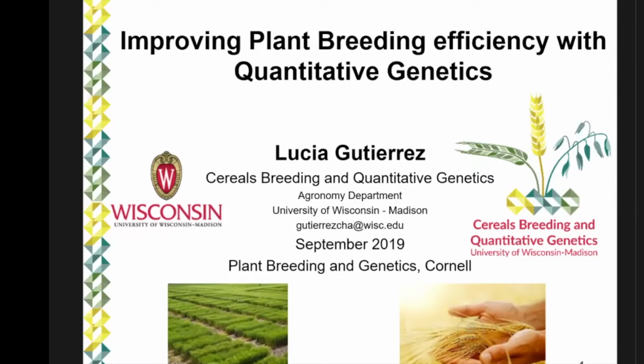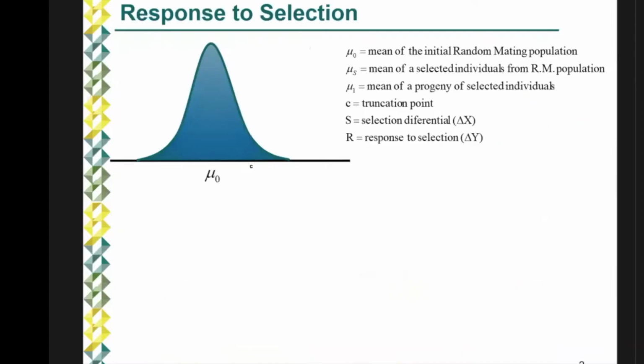That's better, right? Okay. So what I'm going to be doing is going through a few projects that we have been working on and how we're using some of this quantitative genetic theory, some of these tools, to actually ask questions that are relevant for breeding programs and for improving efficiency in breeding programs. So I do like to start with this response to selection equation.